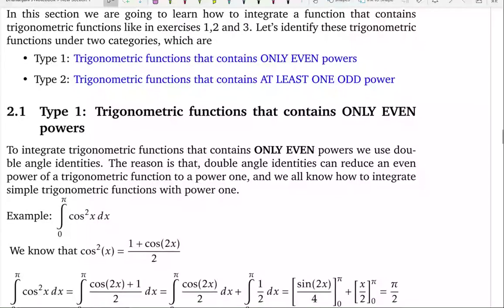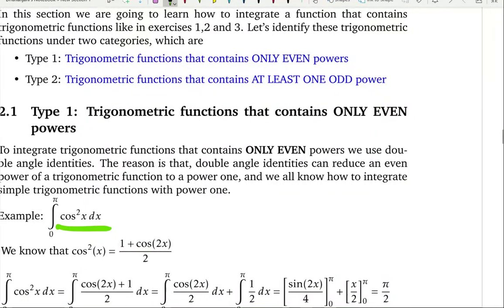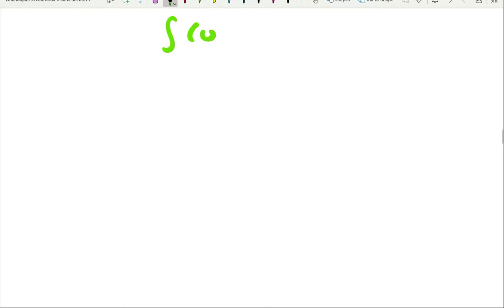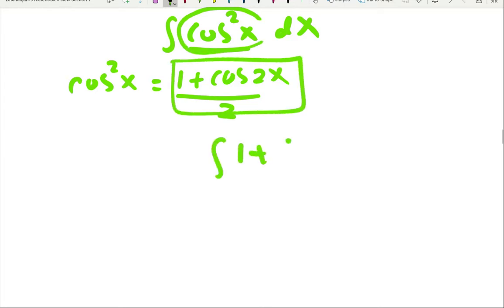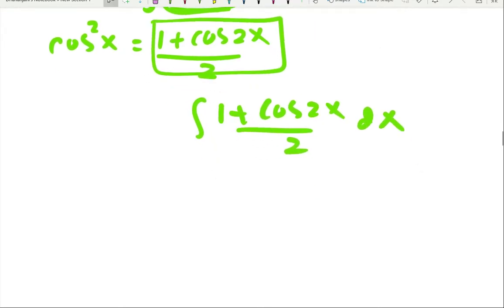Okay, let's start with an example. Let's say we have to integrate cosine square x. Now cosine square x has only an even power, so you use the double angle identity. Cosine square x is (1 plus cosine 2x) over 2. So let's replace cosine square by this term. We have (1 plus cosine 2x) over 2. Why do we do this even? Let's discuss that after we solve this problem. We can take the 2 out, so that's 1/2 times (1 plus cosine 2x).